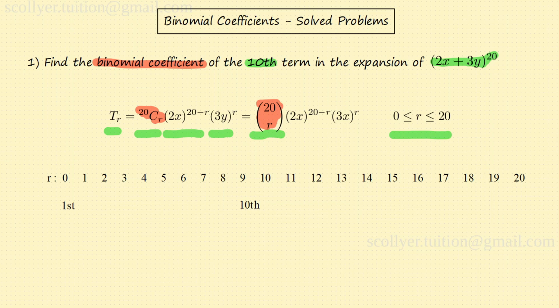Now we have to calculate the binomial coefficient of the 10th term in this expansion, but r ranges from 0 to 20, which means that the first term is labelled with r equals 0, and the 10th term is labelled with r equals 9. That means that we have to calculate 20 choose 9, which we can also write in this alternate bracket notation, 20 choose 9.